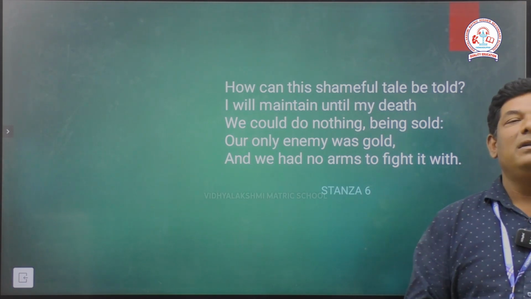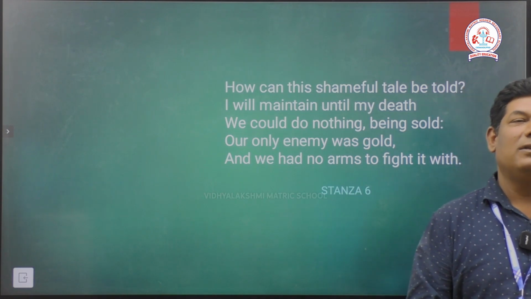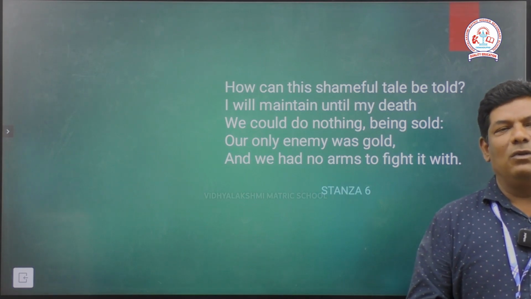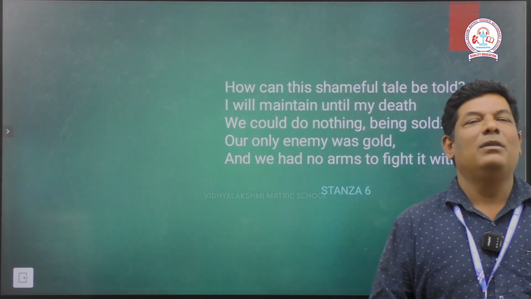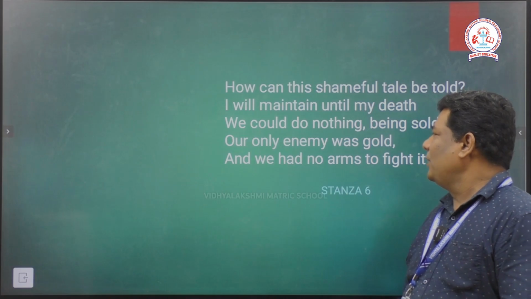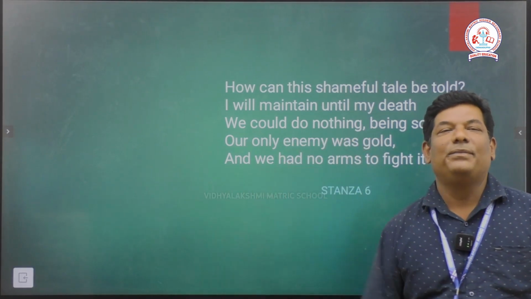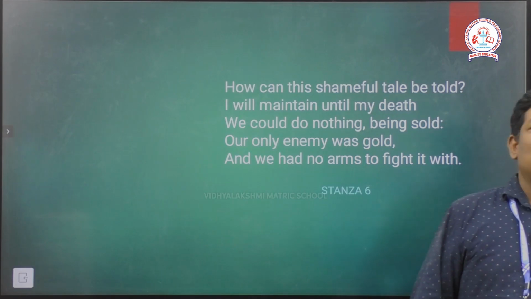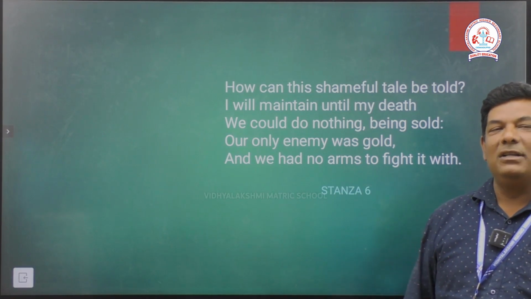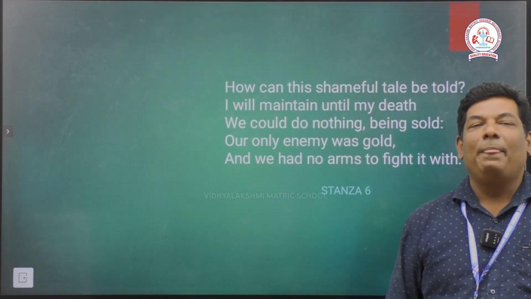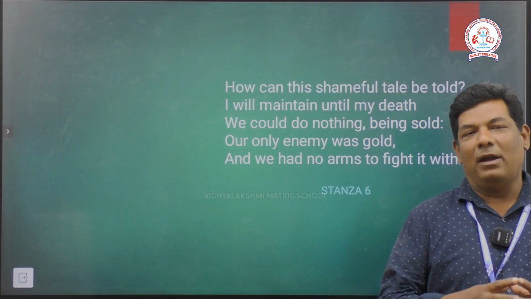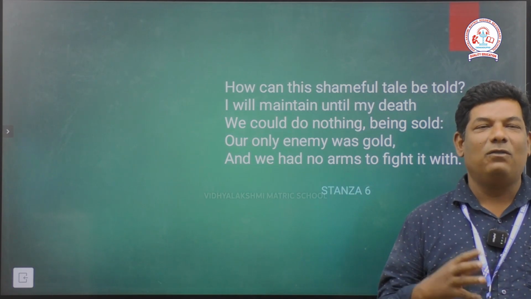It was an unexpected attack from the enemies. Therefore, they could not do anything. This was an unexpected incident. They could not believe that one among them could receive a bribe. This was unbelievable for them. Therefore, he says, we could do nothing because we were sold. Our only enemy was gold. Here, probably the old man desired this gold. He should have received gold as the bribe. That is why he says the only enemy was gold. It refers to the greediness of the old man, the desire for gold, desire for money.